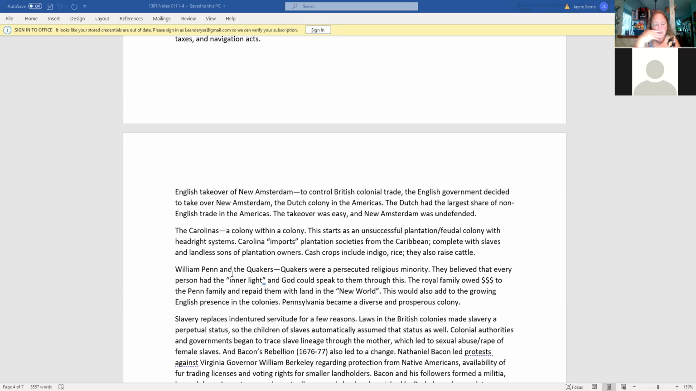But the Carolinas, staple crop. Let's talk about that, staple crop. So in the Carolinas, they grow a lot of stuff there. Indigo, rice, and cattle. Rice was probably the biggest.